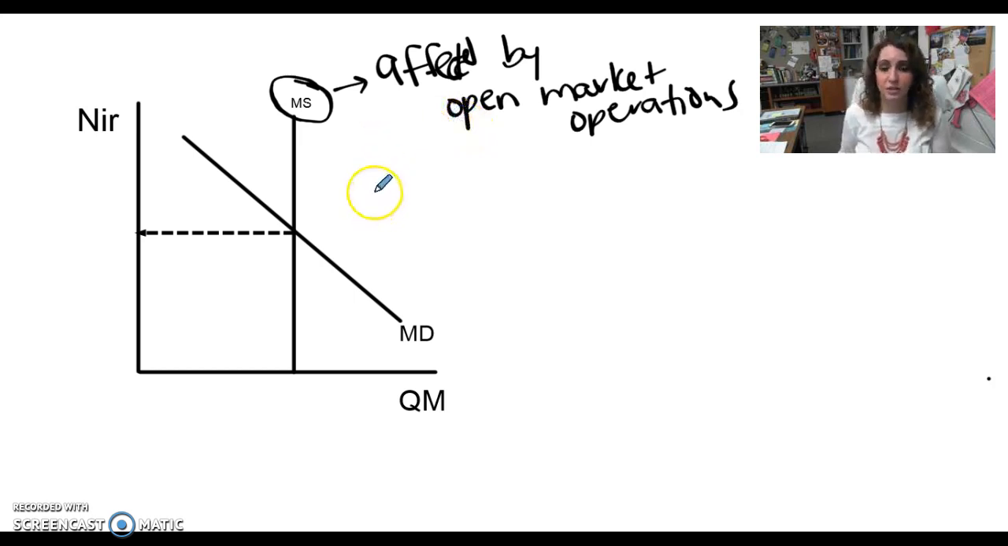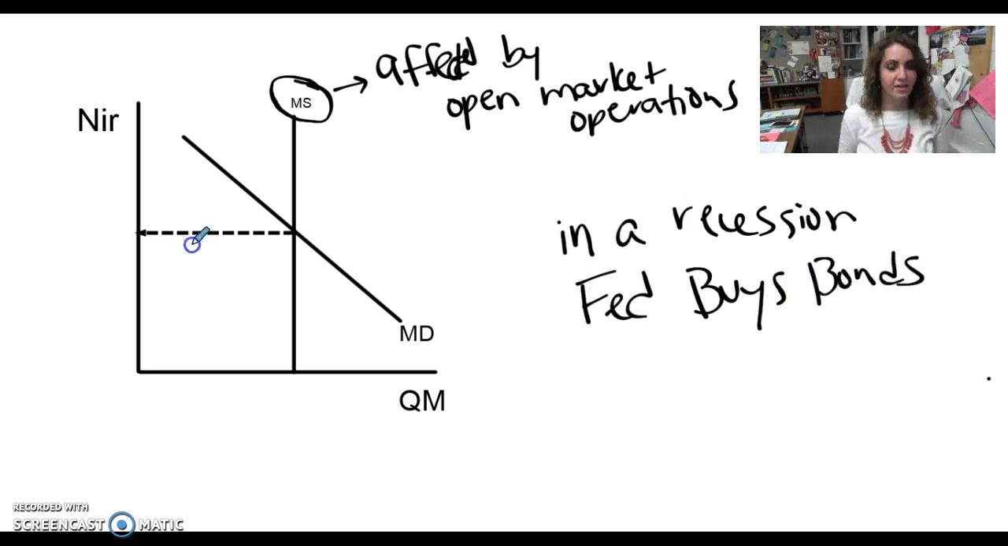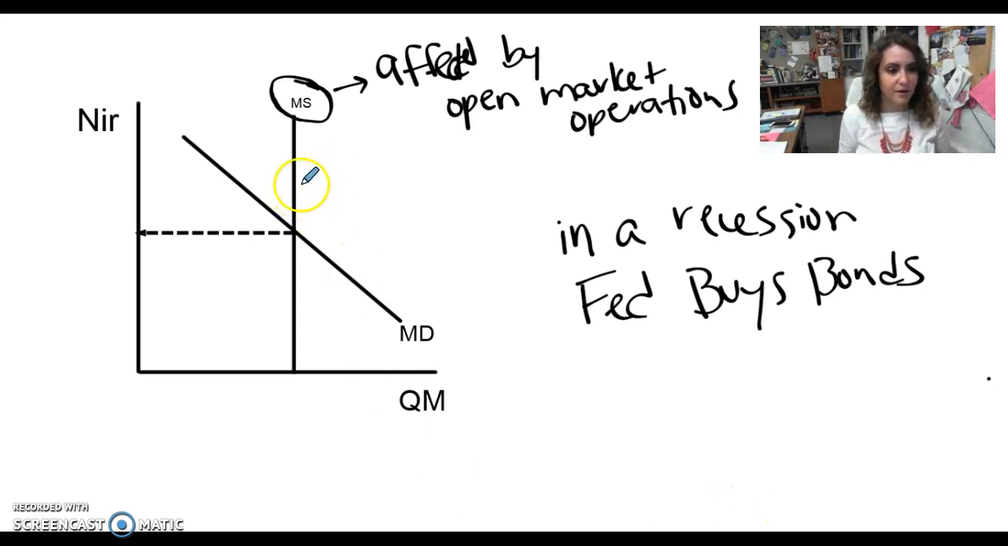So in the case of a recession, they would buy bonds. In a recession, the Fed buys bonds. The Fed buys securities, buys bonds. And if it buys bonds, the Fed buys bonds from the bank, giving banks money, and then they're going to loan out that money to other people. And so they're going to increase money supply, and money supply is going to shift to the right, like this.